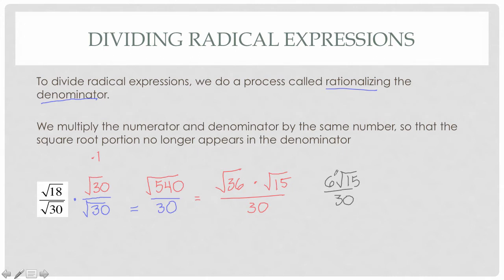Okay, we simplified it. It looks a little bit nicer, but there's still more we can do. Watch this. 6 and 30, because this is all being multiplied together, I can reduce that down to 1 over 5, right? Simplifying the fraction. So the final result is the square root of 15 over 5. And although we didn't do any division, we just did a bunch of multiplication, this is a better answer. There's no more square root in the bottom, and that's the process of rationalizing the denominator.